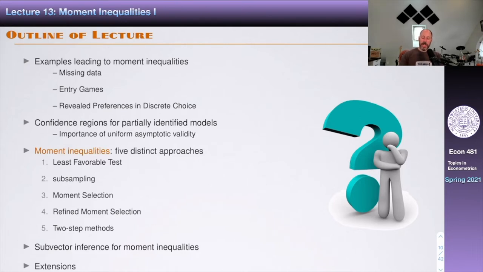Today, we're going to stop here. And then all this is just going to be tomorrow. Tomorrow meaning Tuesday next week. And that includes the problem of subvector inference and some extensions that may be important. Okay. But that's the plan for today. Do you have any questions about what I said so far?